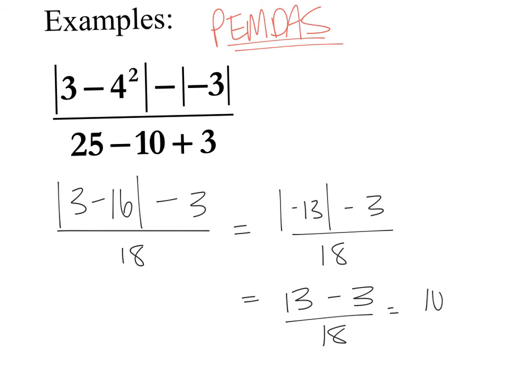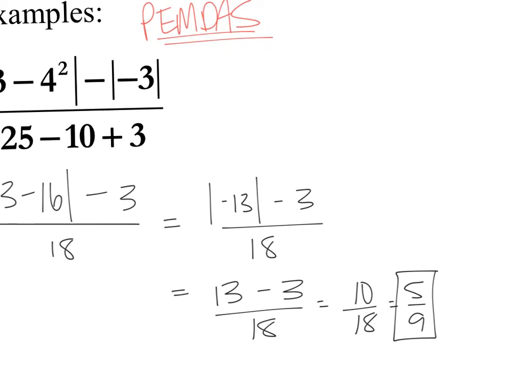13 minus 3 is 10. And always reduce the fraction if you can, always. Never leave it not reduced. Always reduce if you can. Okay, so there's my first example. Order of operations I followed the whole time.